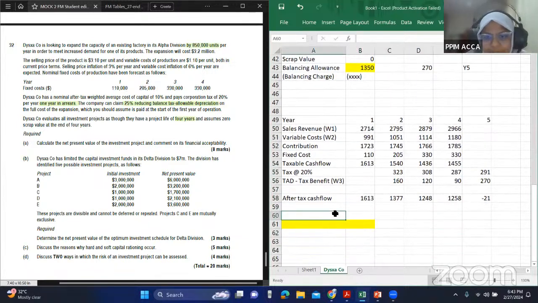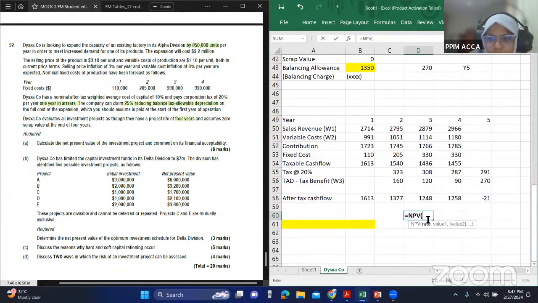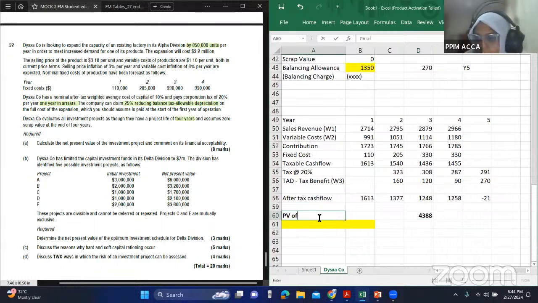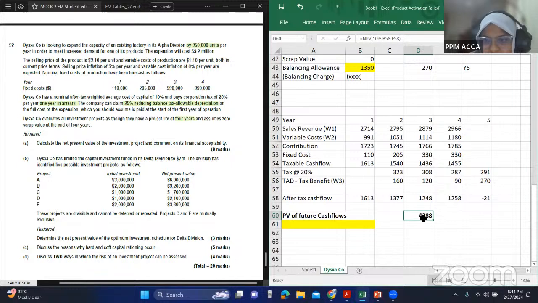Now if you want to calculate NPV, you can press the equal sign, type NPV, open brackets. You have to write the rate. So the rate over here, average cost of capital 10%. So let's say 10%. Then put a comma and then just highlight all the numbers. So you will get 4,388. That is the present value of future cash flows. The present value of future cash flows is 4,388.